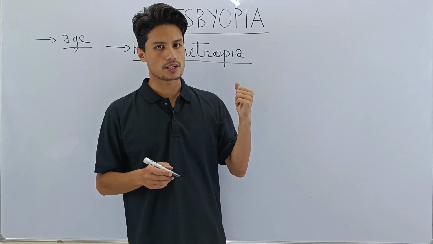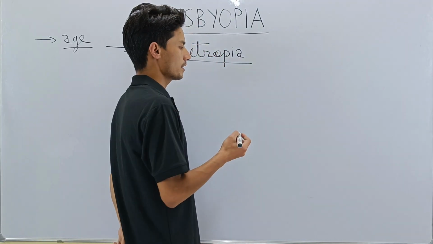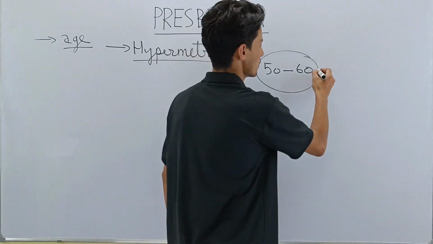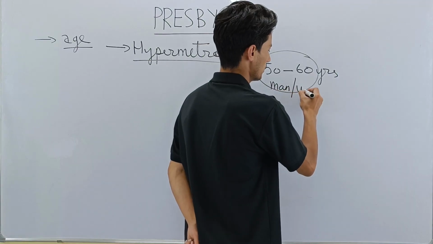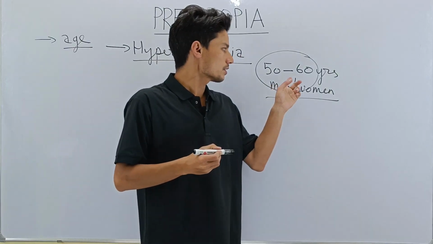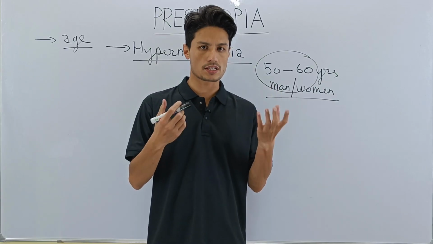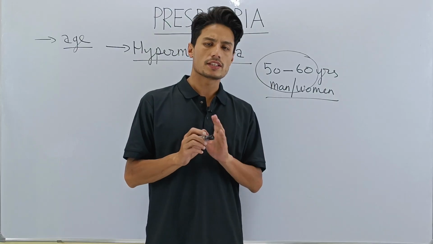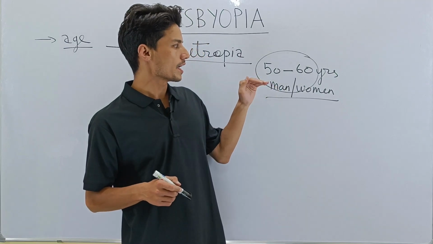Now here in presbyopia, an elderly man or woman, let's take the age gap of say 50 to 60 years. When they were young, they had no eye problem. They never wore glasses throughout their entire life. They had never experienced any eye defect. Even in their childhood days, they never wore glasses. But the same men and women, as they age, what happens?